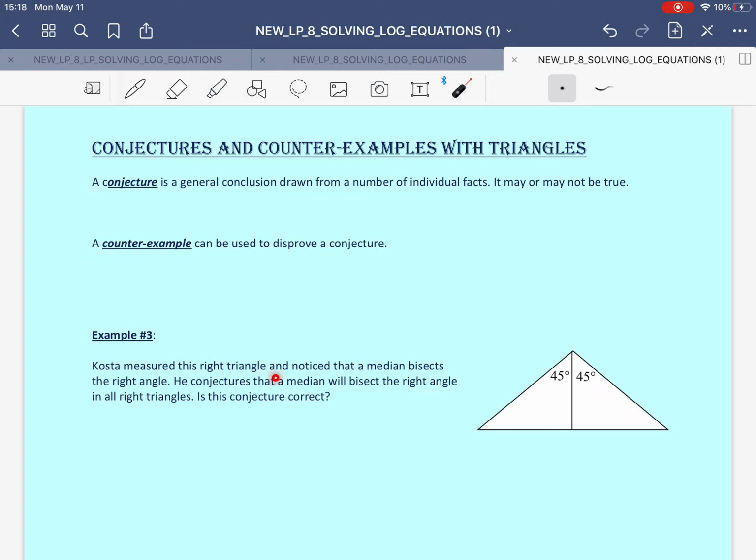So in this example, we have Costa who measured the right triangle. So we're given that this is a right angle triangle. And he noticed that the median bisects the right angle. So this would be the median. And he conjectures, or he draws the conclusion, that a median then must bisect the right angle in all right angle triangles. Is the conjecture correct or not?